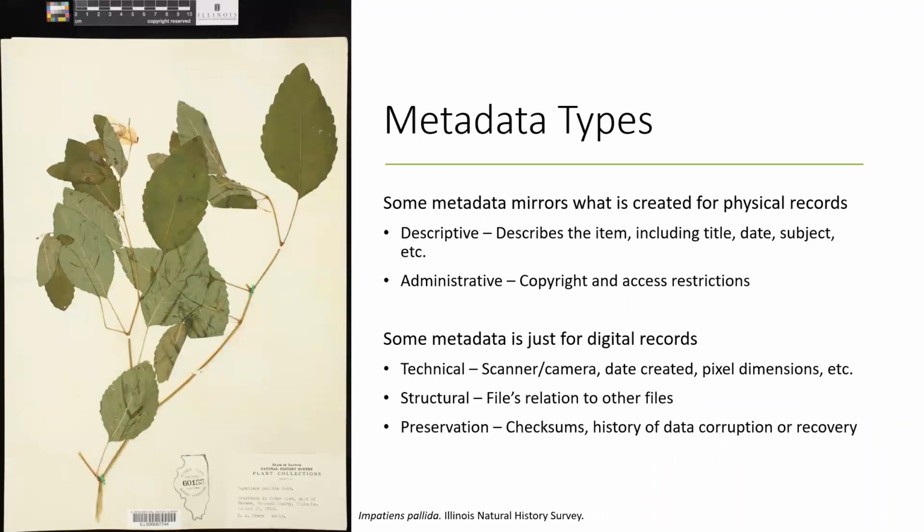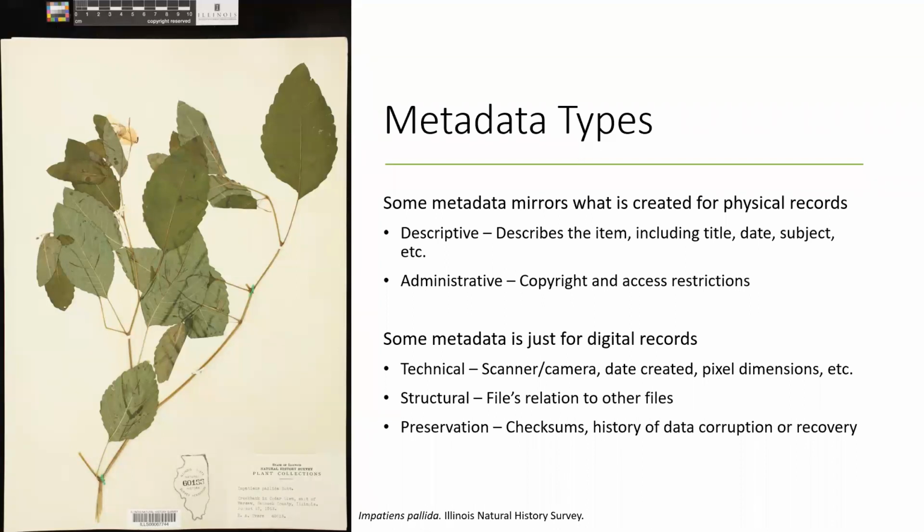There are different types of metadata for digital files that serve different purposes. They include descriptive, administrative, technical, structural, and preservation metadata. Some metadata is the same kind that you may already be creating for physical materials through object records, MARC records, and finding aids, for example. Descriptive metadata describes an item and includes information like the title, the date, and the subject, for example. Administrative metadata helps you to manage an item and can include information like copyright and access restrictions.